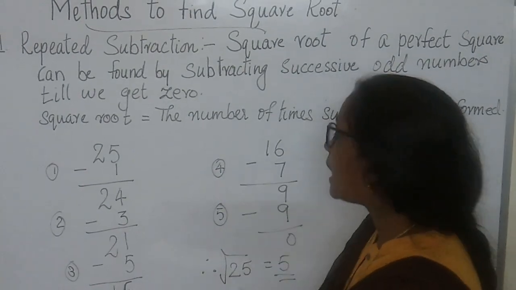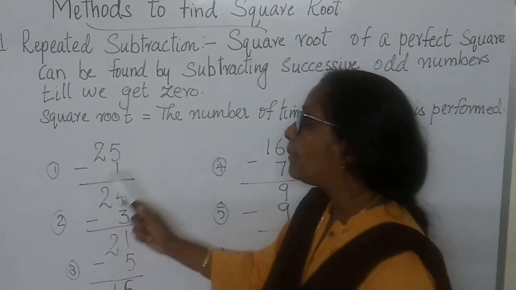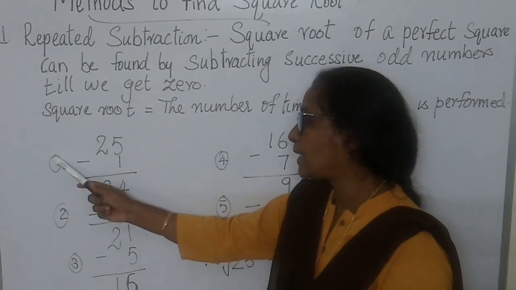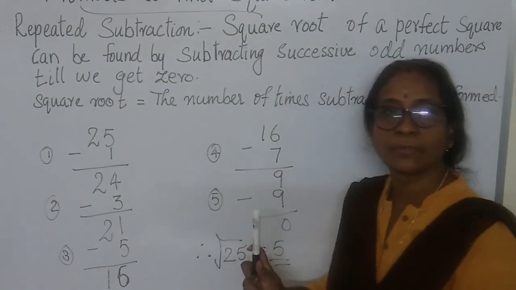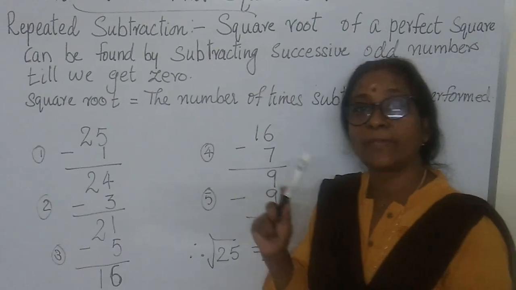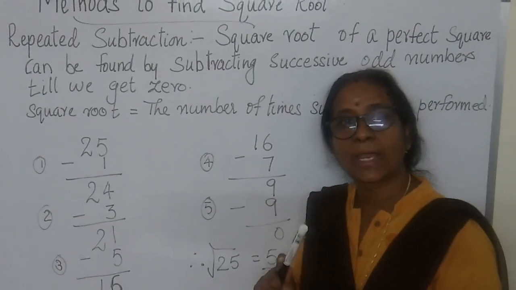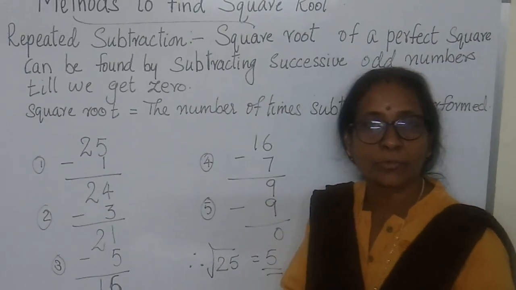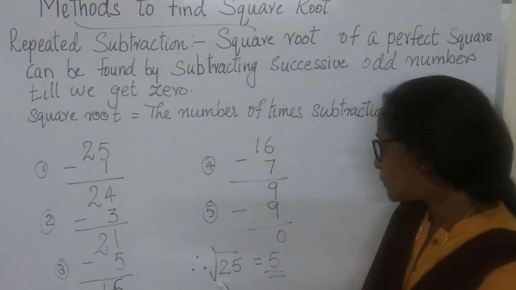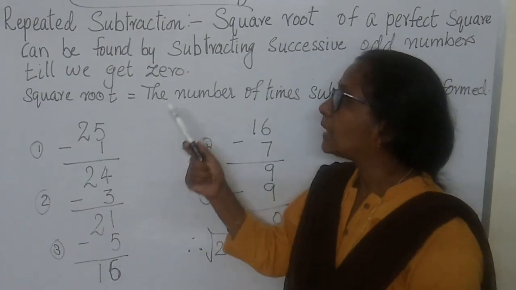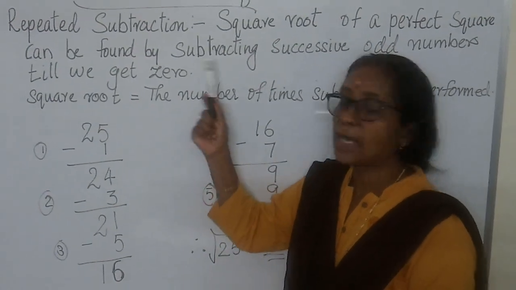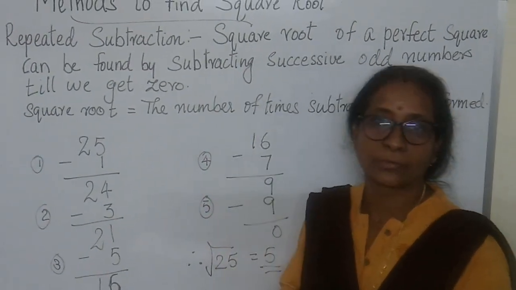So here let us count how many times we performed subtraction. 1, 2, 3, 4 and 5. So we subtracted 5 odd numbers. So 5 is the square root of 25. Square root of 25 is equal to 5. Now this is one method of finding the square root.